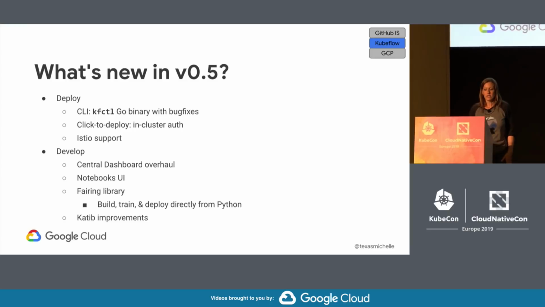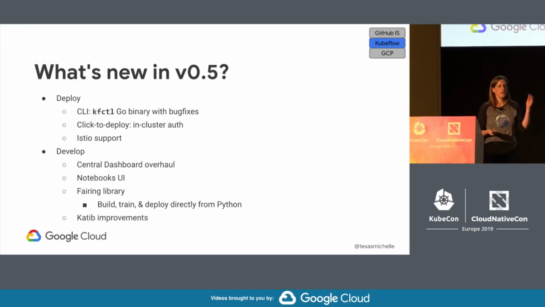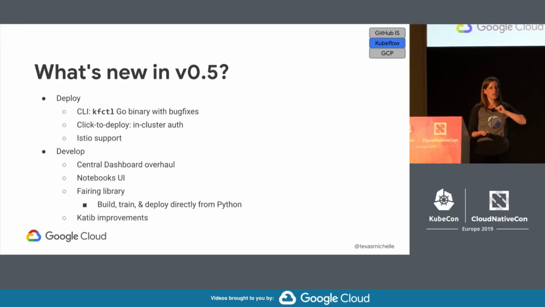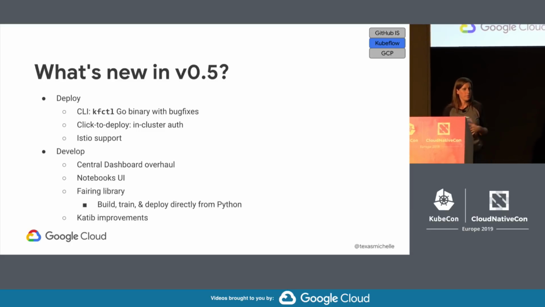So what's new in this current release? KFCTL, the person who asked me the question about installing on-prem, this binary is what you want. It used to be just a shell script, and it's now a fully fledged Go binary. So there are lots of bug fixes in the new version. But that separates out creation of the platform from installation of Kubeflow. Click to deploy did all of that together. But if you already have a platform, if you already have a Kubernetes instance, you can use KFCTL to just put Kubeflow on top of it.